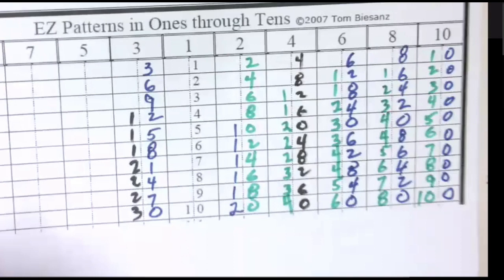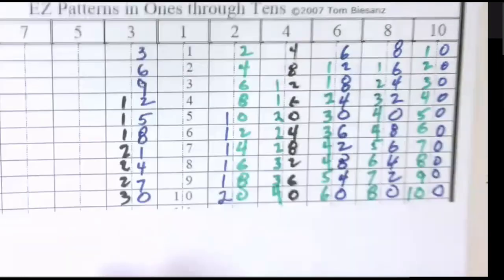6 and the 2 and the 4 and the 8 and the 12 and the 16 and the 20. That's patterns. I'm reading it horizontally and vertically. Yes. Makes sense.